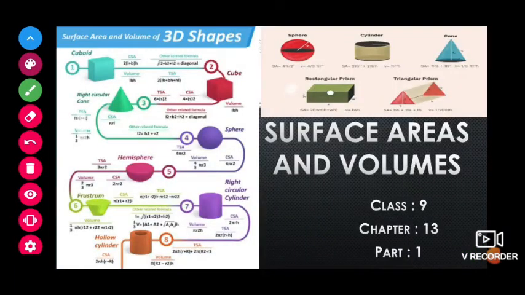Today we are going to see chapter number 13, surface areas and volumes. First, children, when will we find the surface area? For example, if we have some two-dimensional figure like a circle, for this we will find the area, not the surface area. Actually, only one side will be there, so we find the area of the circle. But we find surface areas whenever there are three-dimensional figures.